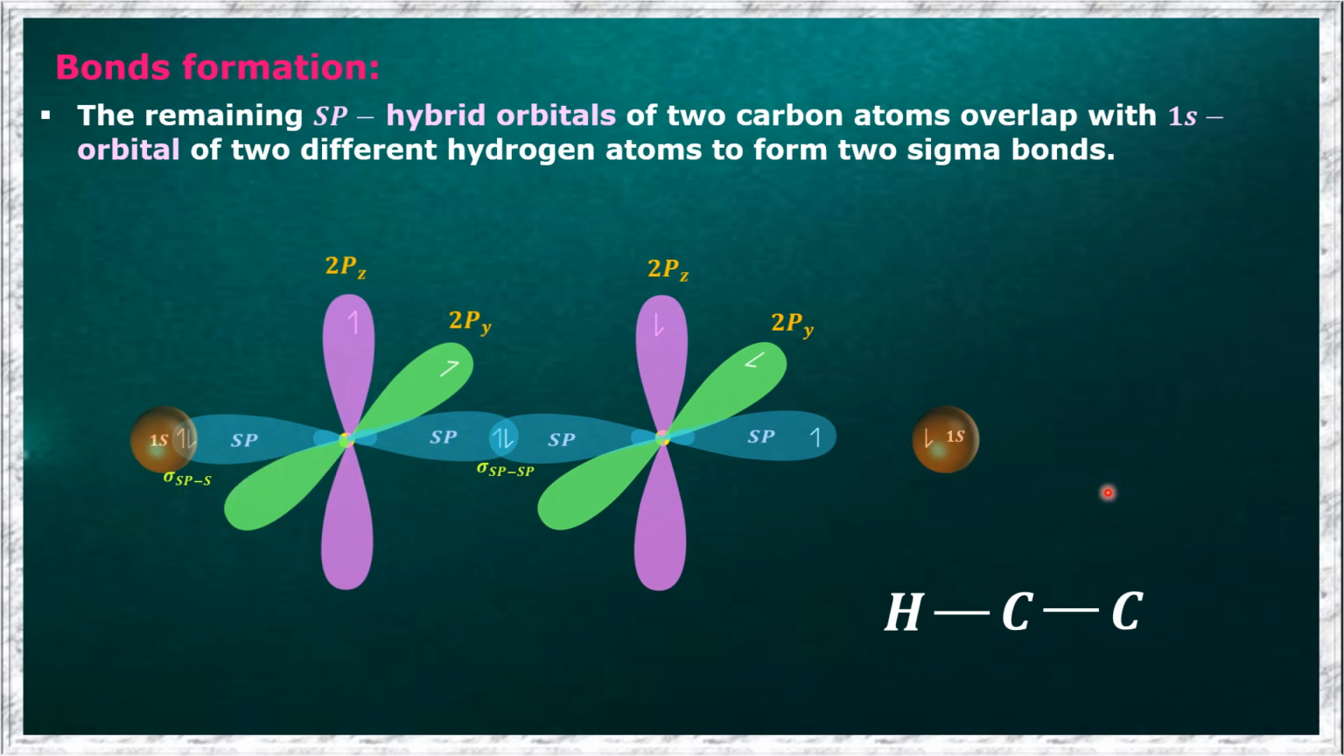And here is another hydrogen atom, and it overlaps with this sp hybrid orbital and forms a sigma bond, sigma sp-s. So these are the sigma bonds formed between two carbon atoms and between carbon and hydrogen atoms with the sp hybrid orbitals.